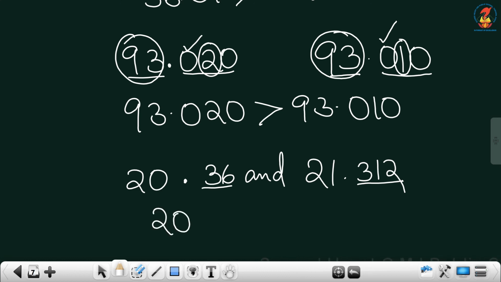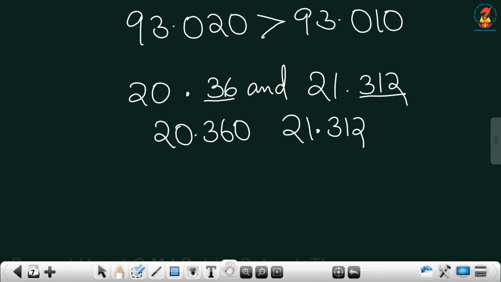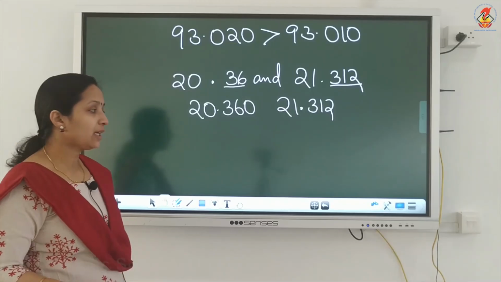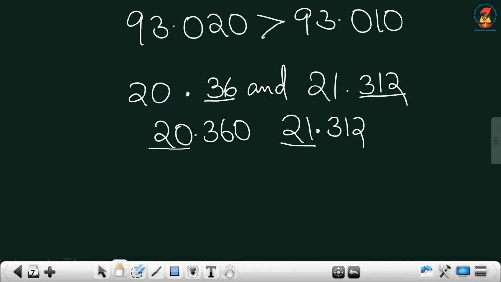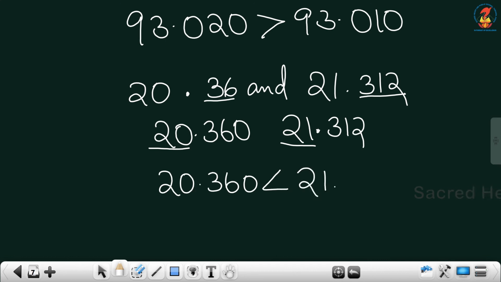So we get 20.360 and 21.312. By giving zeros to the extreme right of the number, we converted the unlike decimals into like decimals. Okay. Now for doing the comparison, you look at the whole number part. Here it is 20, here it is 21. We know that 20 or 21, which is the greatest number? 21 is the greatest number. So we can say that 20.360 is less than 21.312.